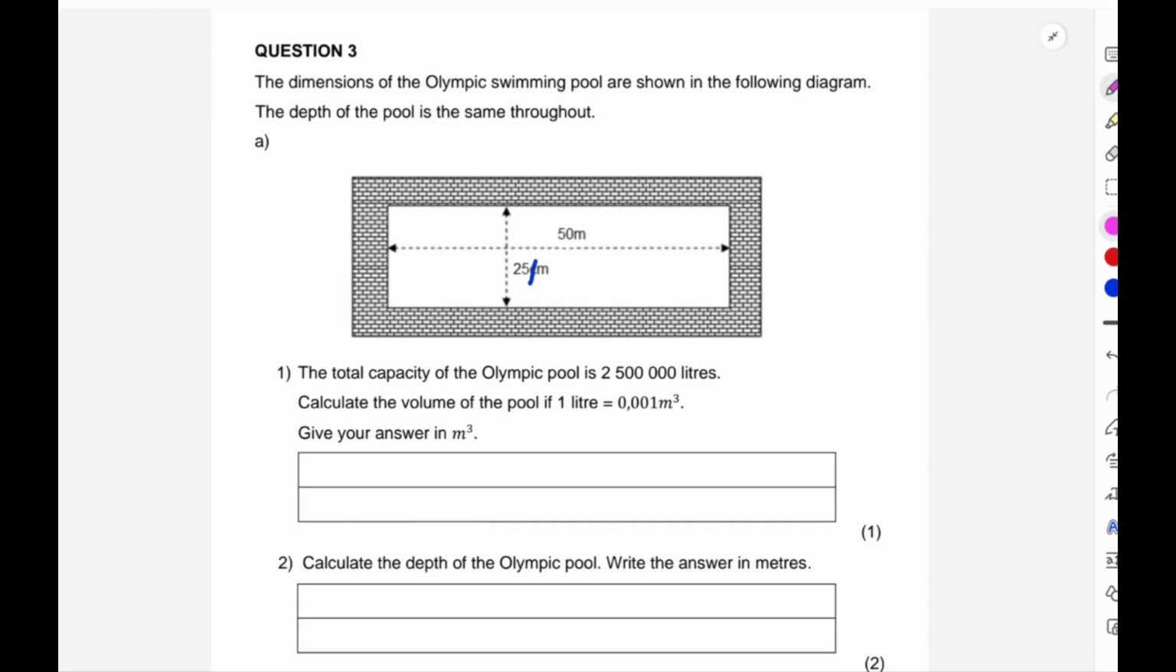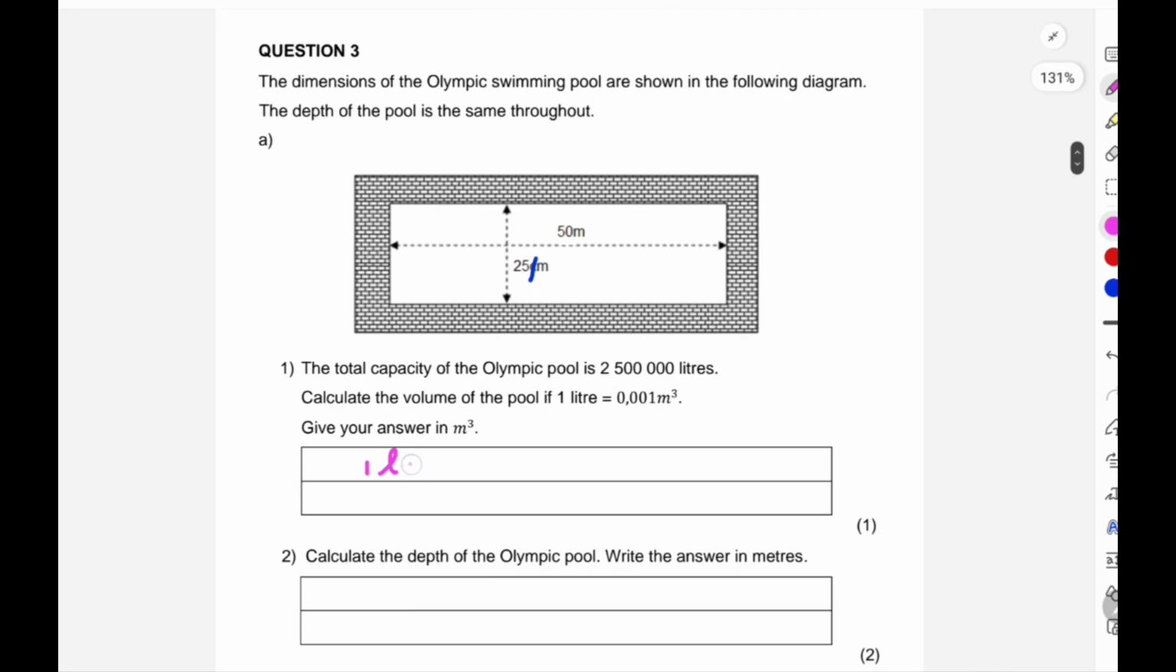Okay, question 3. The dimensions of the Olympic swimming pool are shown in the following diagram. The depth of the pool is the same all throughout. So there's no shallow end, there's no deeper end, it's all the same depth, sorry. So the total capacity of the Olympic pool is 2.5 million liters. Calculate the volume of the pool if 1 liter is equal to 0.001 meters cubed. And it then says, give your answer in meters cubed.